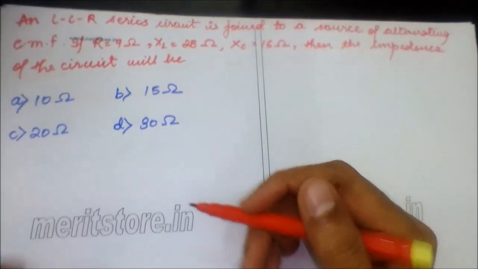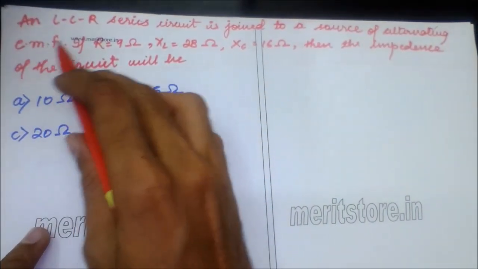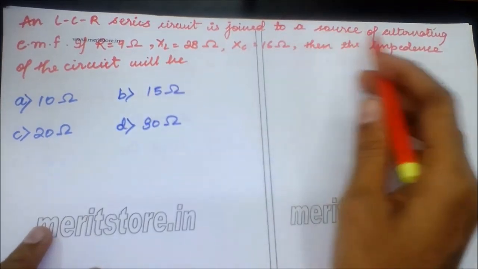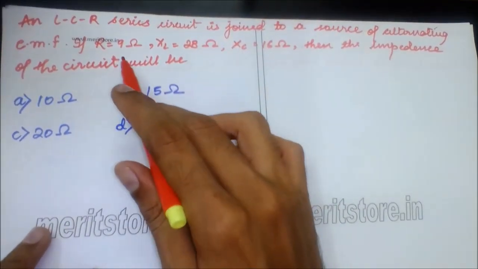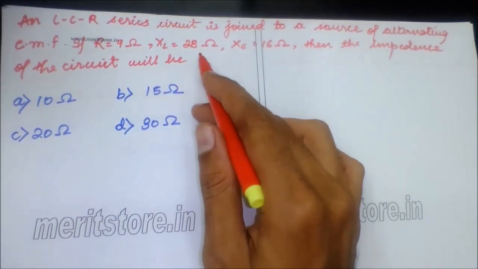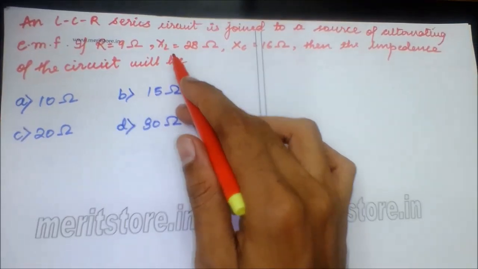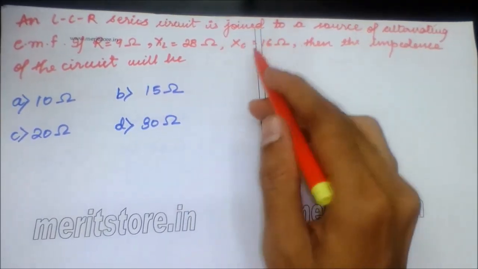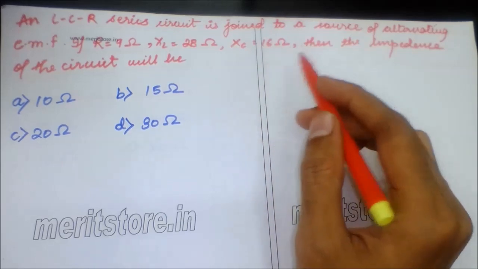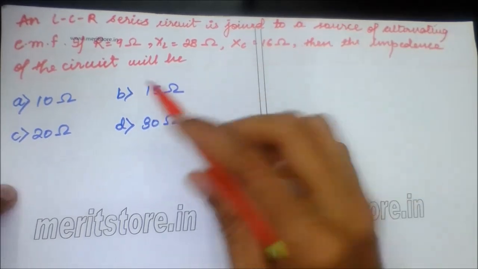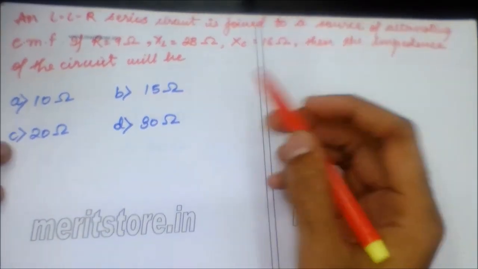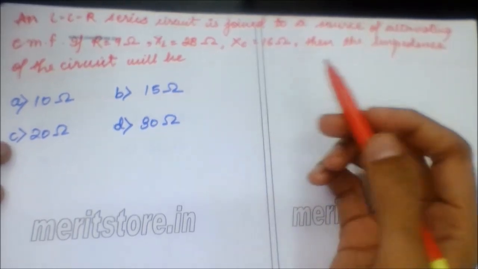So we have the next question. A series LCR circuit is joined to a source of alternating EMF. R equals 9 ohms, XL equals 28 ohms, that is the inductive reactance, and the capacitive reactance is 16 ohms. Then the impedance of the circuit will be 10 ohms, 15 ohms, 20 ohms, or 30 ohms. So we are given here to find the impedance of the circuit.